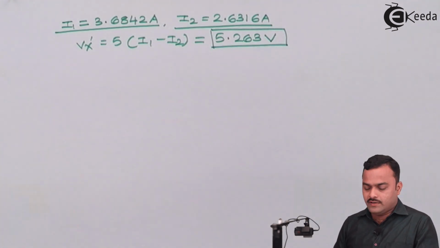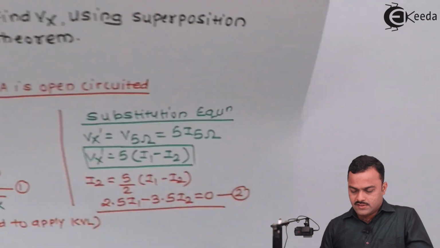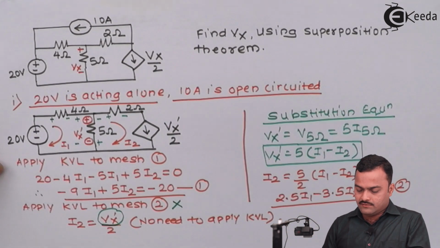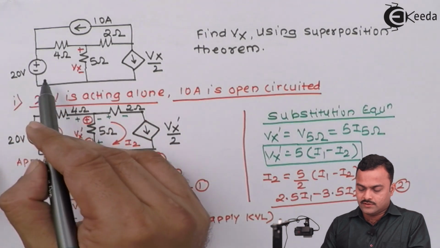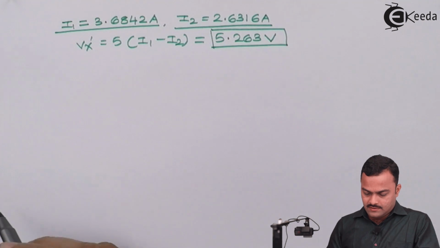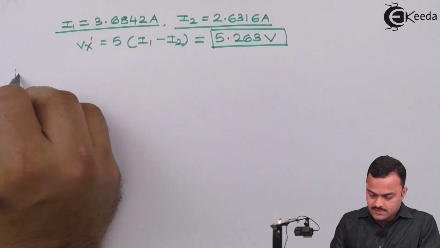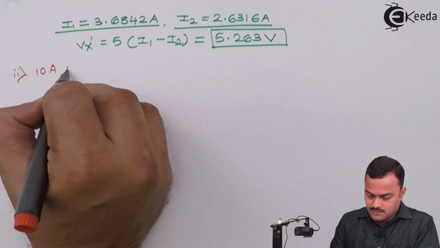This will be Vx dash. So we have done the analysis by taking 20 volt acting alone. Now we are going to consider a circuit where 10 ampere is acting alone. So we need to short circuit the voltage source present in the circuit. So let me write the statement. So for second analysis, I will consider 10 ampere is acting alone.